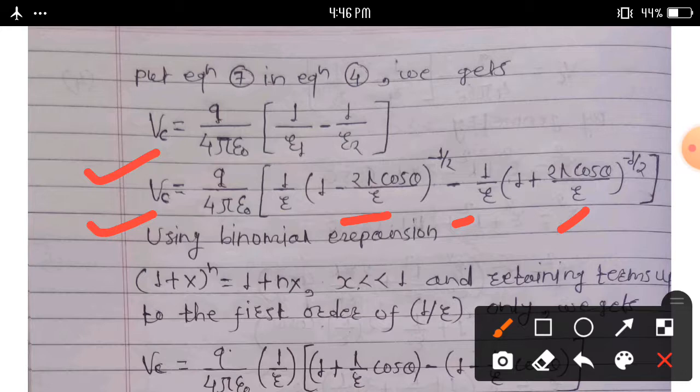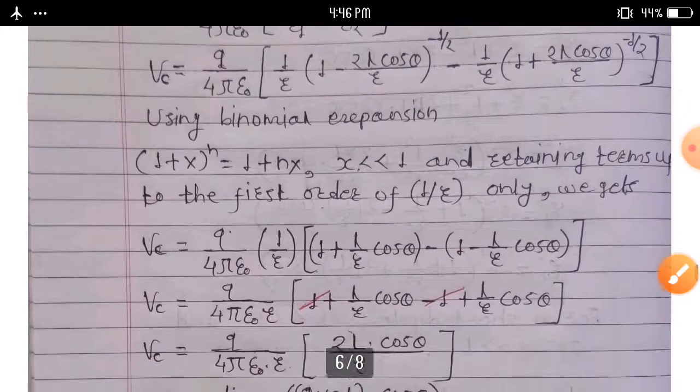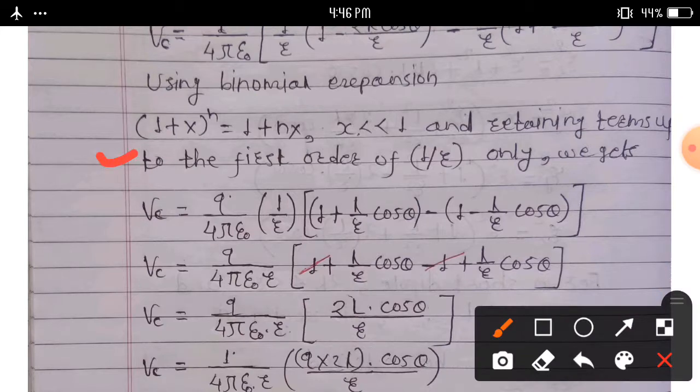Using the binomial expansion, we know that (1 + x) raised to n is equal to 1 + nx, where x is less than 1, and retaining terms to the first order of 1/r only, we get Vc is equal to q/4πε₀ 1/r into (1 + l/r cos θ − 1 + l/r cos θ).